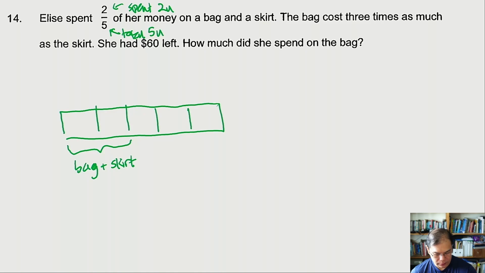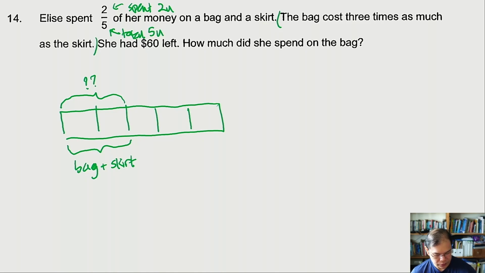Right? The bag costs 3 times as much as the skirt. Now I'm going to ignore that part first, because if I want to know how much she spent on the bag, the amount of money spent on the bag is somewhere within these 2 units, isn't it? As long as I know how much money is these 2 units, then I can figure out using the second part of the problem. So the most important part is that we need to know how much she spent on the bag and the skirt altogether first. Then we'll figure that out.